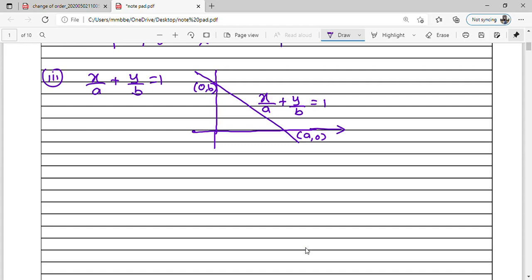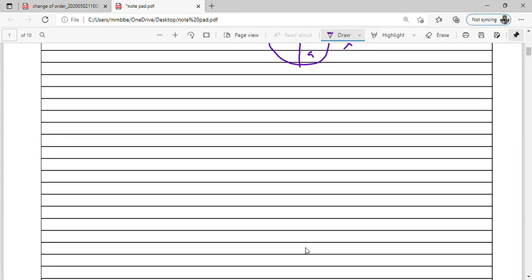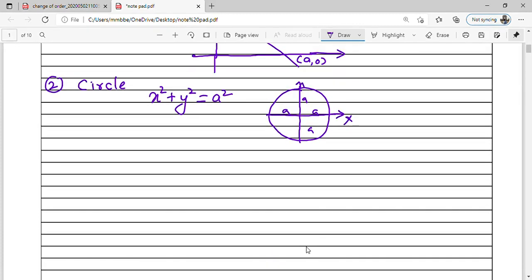And the second one is the circle. You know the circle equation is x square plus y square is equal to a square. So the center is at 0 and the radius is a. So this is the circle, with all sides a, a, a, a. This is the x-axis and y-axis.